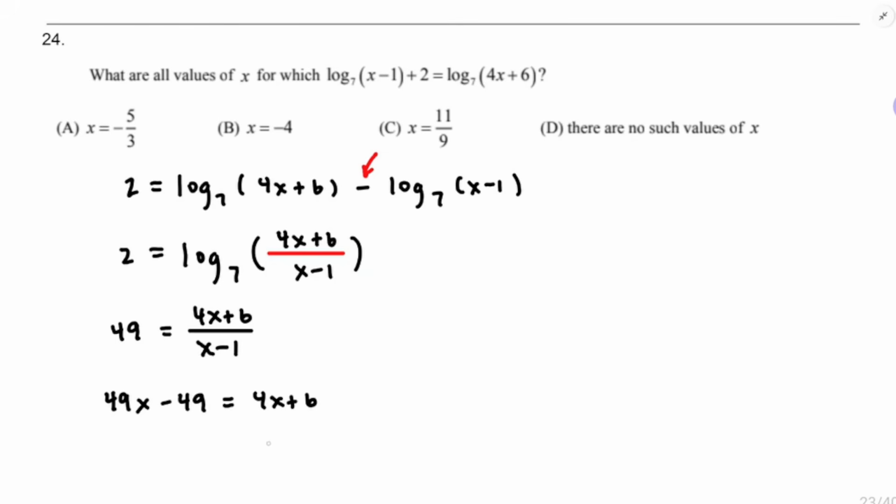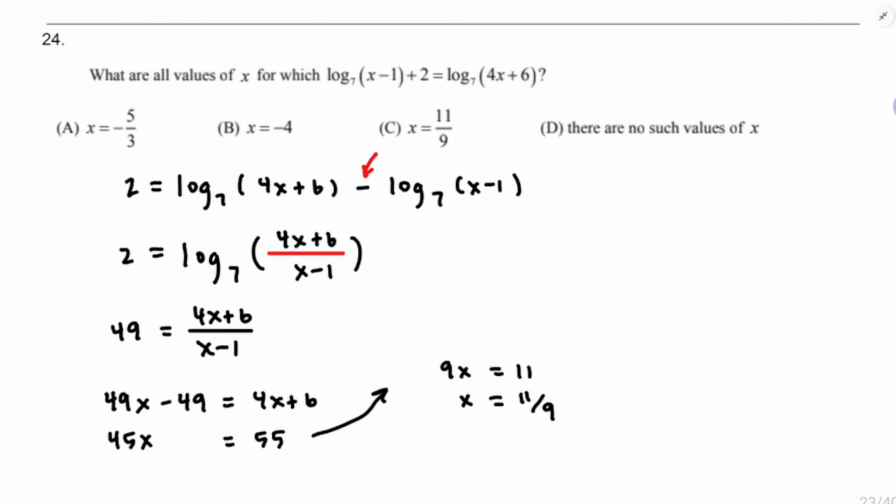Then I'm going to subtract 4x from both sides, so 45x equals, and add 49 to both sides, so that'd be 55. Now I might divide both sides first, if you're feeling like you are going to need help simplifying this fraction. I see both of these are divisible by 5, so 9 times 5 is 45. Let's divide both sides by 5. So 9x equals 11, x equals 11 divided by 9.